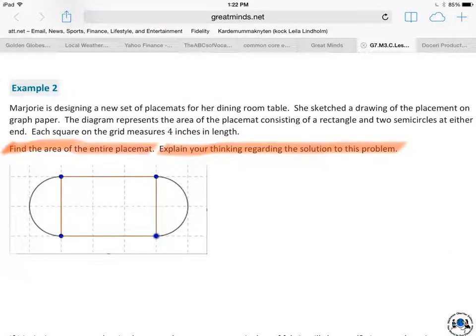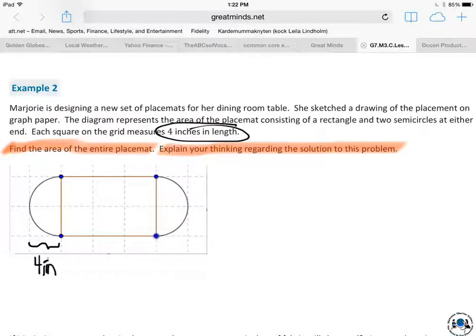Okay, so you're going to need to do a few different calculations using the area formulas that we know. All right, and one other thing to just pay attention to in here is this: each grid measures 4 inches in length. So each one of these here is going to be 4 inches. Okay, so just keep that in mind when you're finding your measures. Go ahead and do the best you can with that, and then come on back and we'll go over it together.